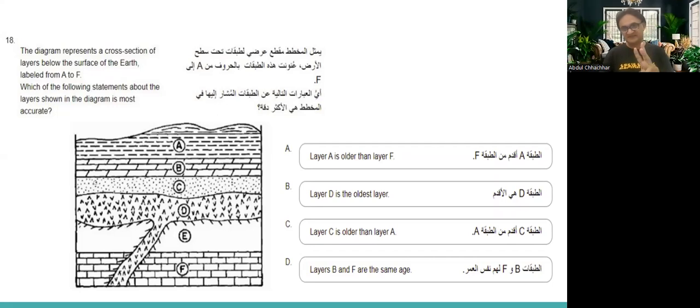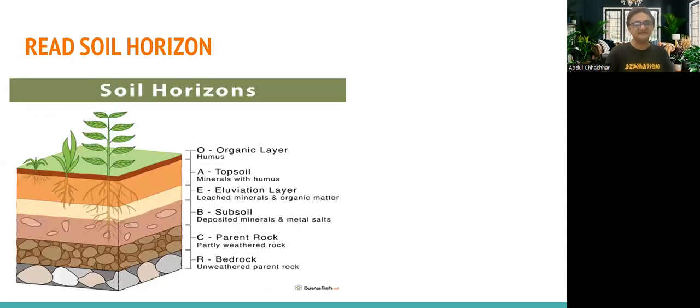This is the third strategy. I explained how you have to remove the incorrect answers. If you have good content knowledge, then from where has this information been taken? Again, soil horizon. If you study the soil horizon, you can easily answer these types of questions. Previously I explained the internal structure, then the formation of rocks, and this. So these are the important content.